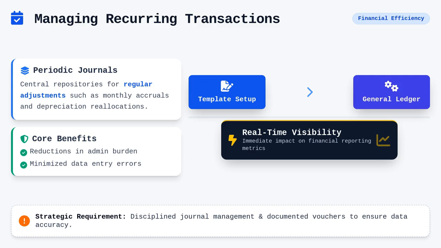Effectively utilizing these tools requires a disciplined approach to journal management, ensuring that every voucher is appropriately documented and that the data flowing into your reporting modules remains accurate and reflective of the current organizational status.